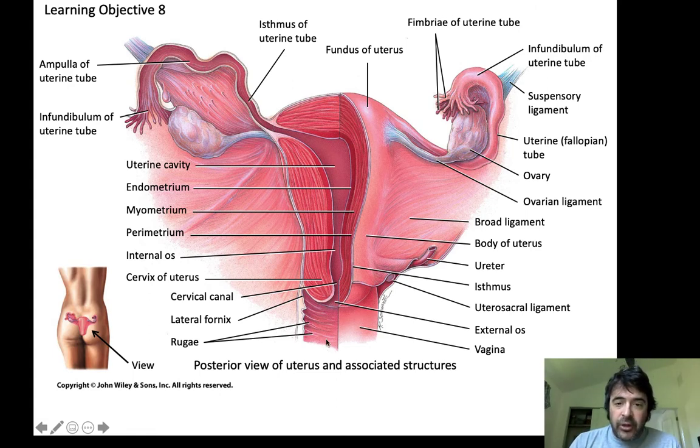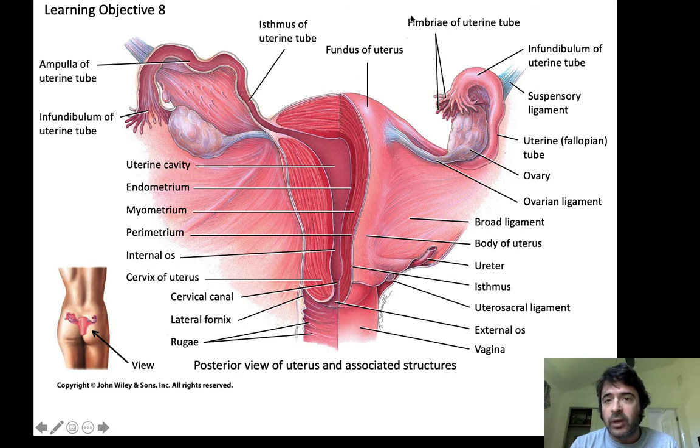So you have the uterus. Those are the structures you need to know. Then you have the fallopian tube. You don't have to know the different regions of the fallopian tube, but you do have to know the structures at the end of the fallopian tube. And the structures at the end of the fallopian tube are called fimbriae, right?